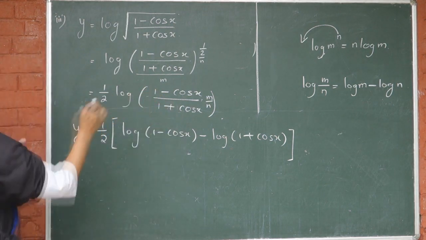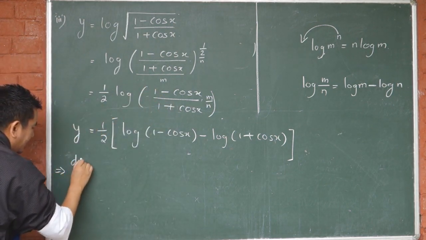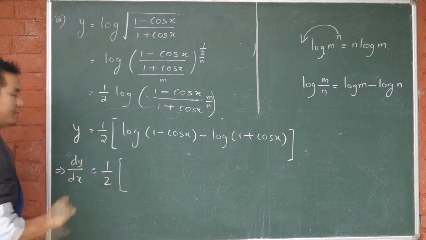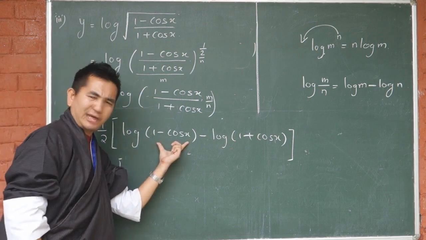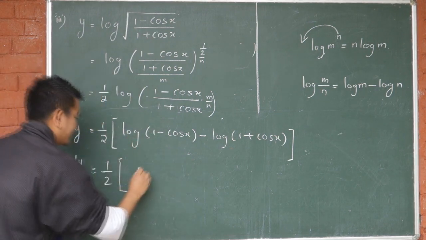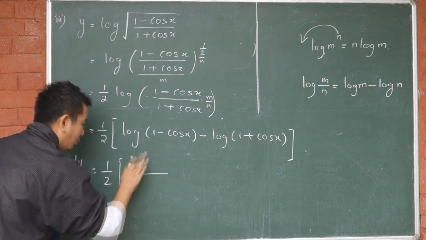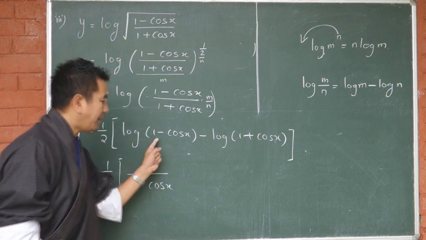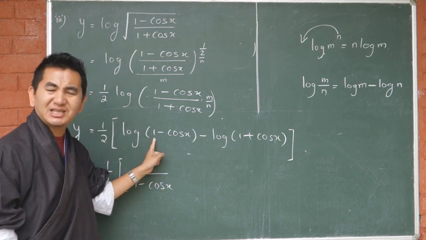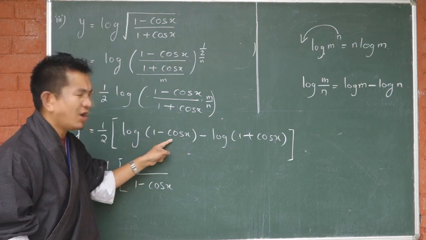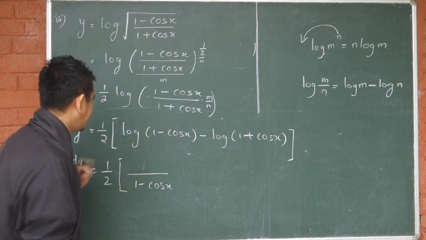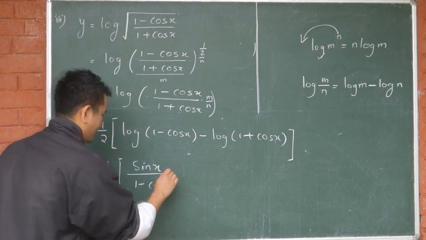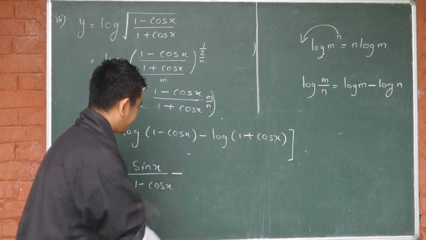Now let's differentiate. That implies dy by dx is equal to, keeping this half outside, the derivative of log x is 1 by x. In place of x we have 1 minus cos x. Then you have to differentiate inside. Differentiation of 1 is constant, 0. Then what's the derivative of cos x? Negative sin x. That negative and this negative become positive sin x.